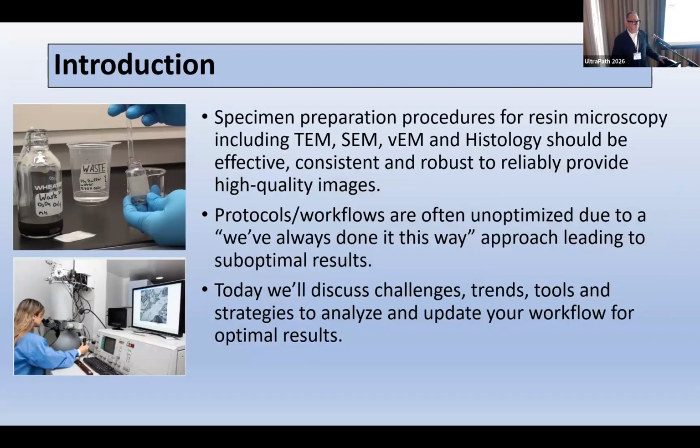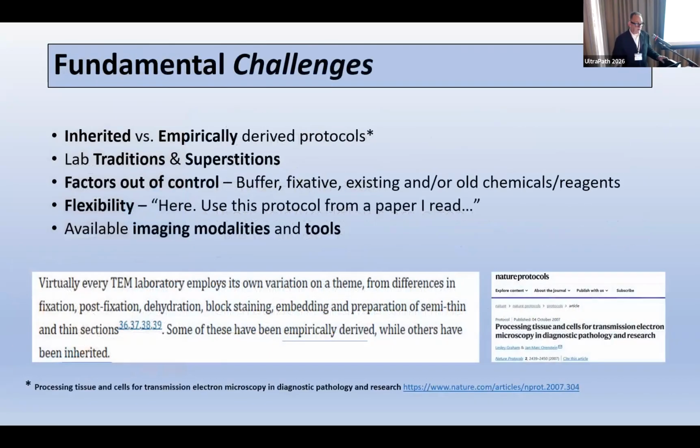A particular lab already has reagents laying around, they've got techniques, and if you're in the middle of a study, you can't change your technique simply because you think you can do it a different way. There's reasons for the inertia that keep people from actually optimizing and innovating in their own lab. So today we'll discuss challenges, trends, tools, and strategies so you can analyze your work and potentially improve it.